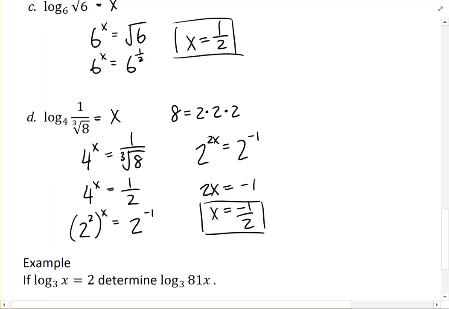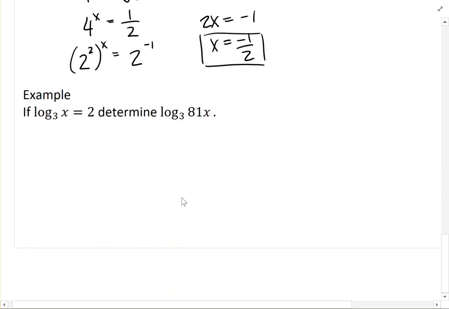So in these questions, we can see that when we have something in logarithmic form, sometimes it's just easier to switch it back to exponential form and then solve it as per what we've learned from the last chapter.